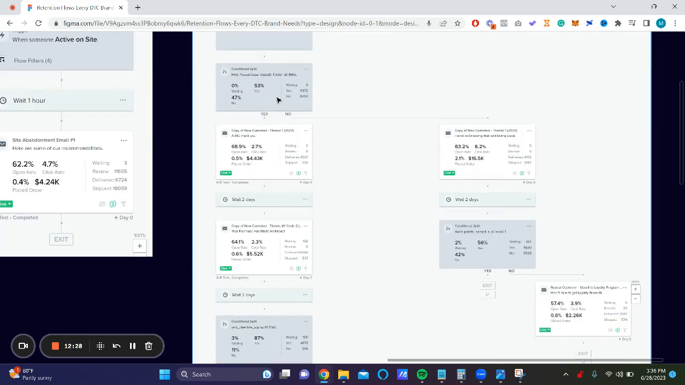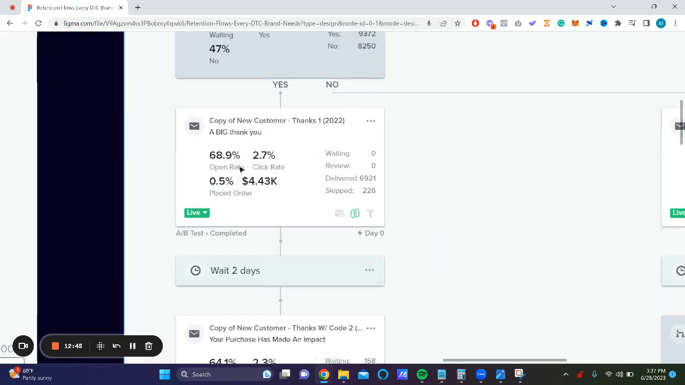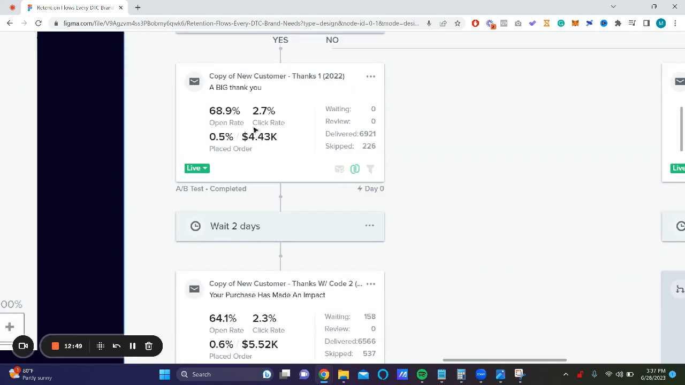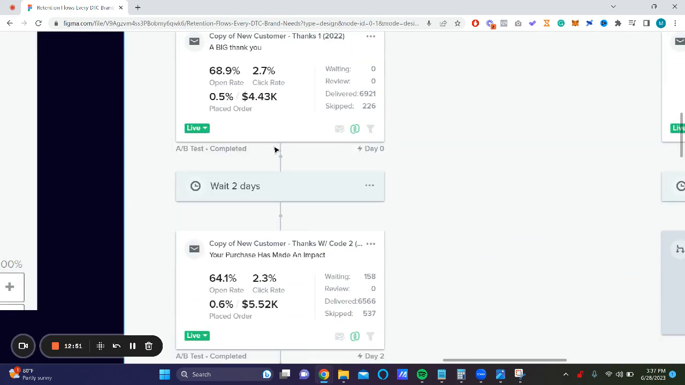So you want to put a split here. Anybody who's purchased at least once over all time is going to be served this flow path right here. Anybody who's purchased more than one time is going to be served this one right here. So this one right here is basically just a plain text thank you. It's like, thanks so much for shopping with us. There's some other stuff on there, but that's basically what it's saying.